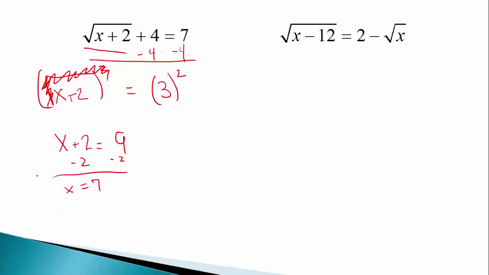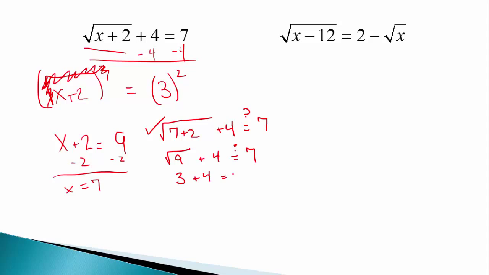All right, so before I circle my answer and get all happy, I'm going to check and see if I have an extraneous solution or not. See if 7 really works. So I'll replace the x with 7, and I'm going to check to see if I actually get the right equation. So the square root of 7 plus 2 is the same thing as the square root of 9. So I'll simplify that. The square root of 9 is 3. And when you add 4 to 3, you do get 7. So it does work. X equals 7 is a solution.